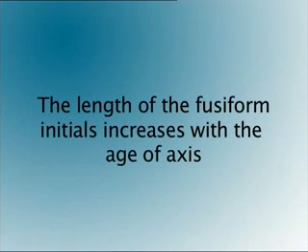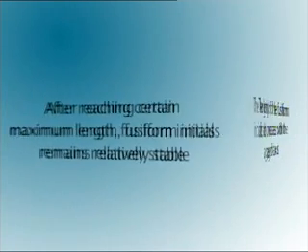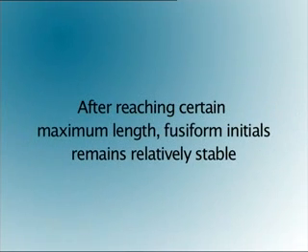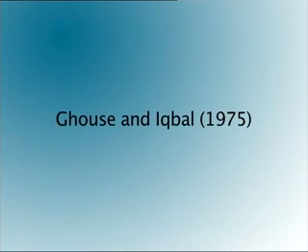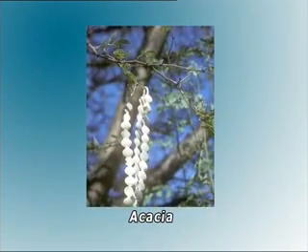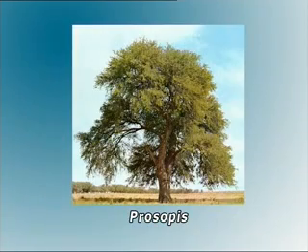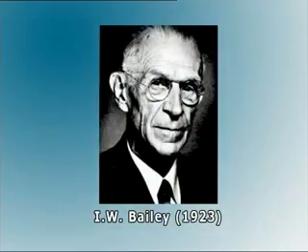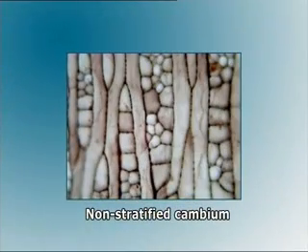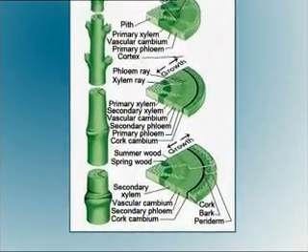Generally, the length of the fusiform initials increases with age of the axis, but after reaching a certain maximum, it remains relatively stable. However, Gauss and Iqbal 1975, in certain arid zone species of Acacia and Prosopis, have found the length of the fusiform initials to fall shorter than the reported limit of Bailey 1923 for non-stratified cambium. The changes in the size of the fusiform initials bring about similar changes in the secondary xylem and phloem cells derived from these initials.